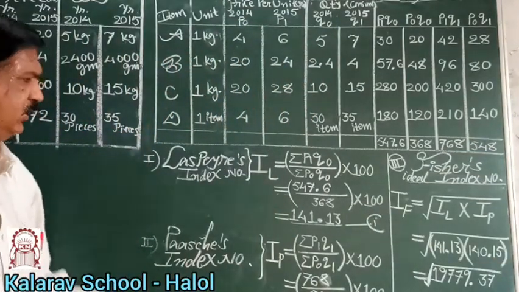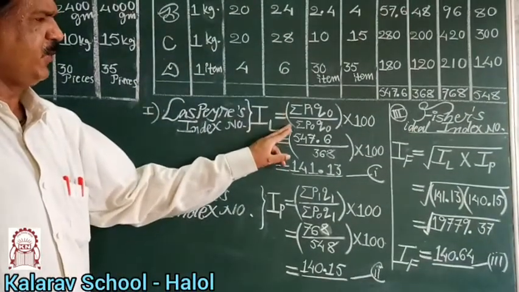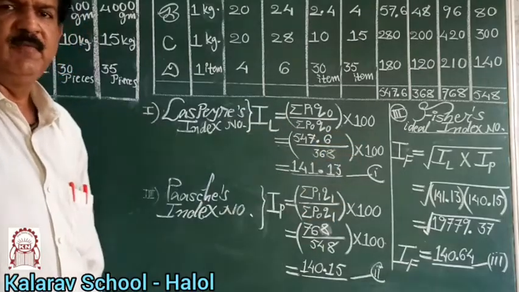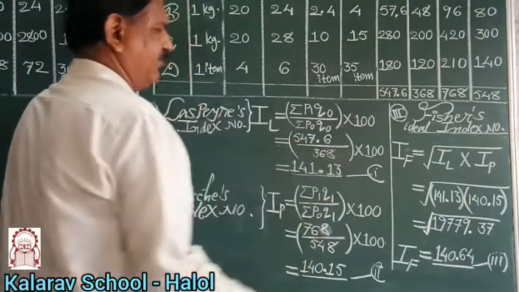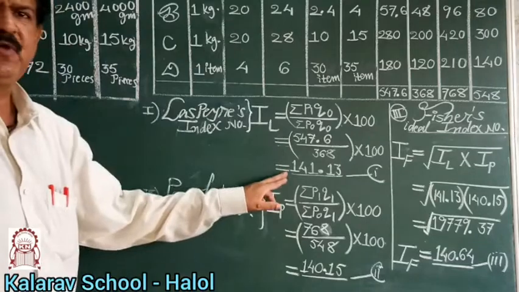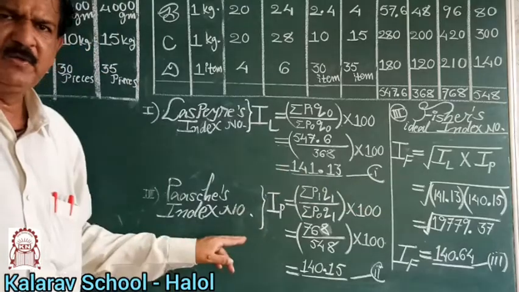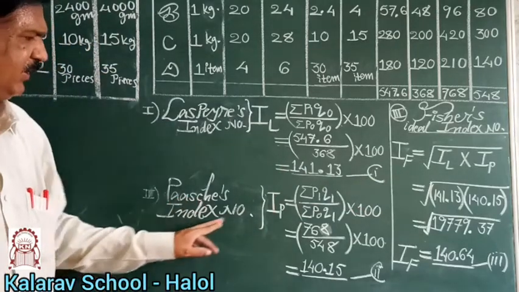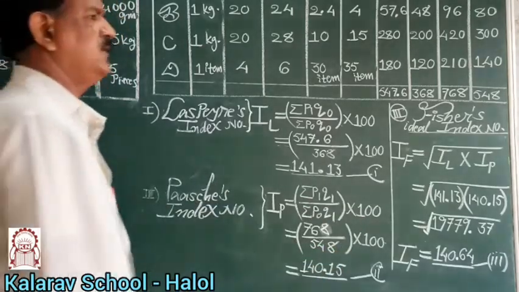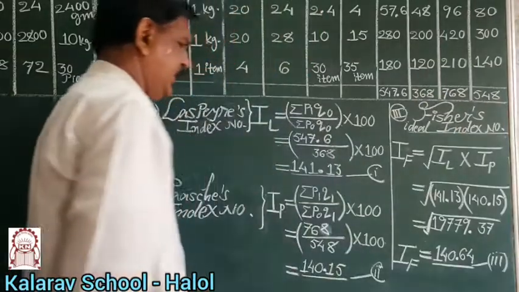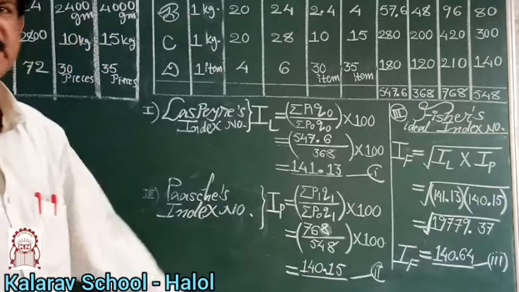We know the formula. Laspeyres index number is given by IL equals sigma P1Q0 upon sigma P0Q0 multiplied by 100. Substitute the values: 547.6 upon 368 multiplied by 100. Simplification will give you the answer 141.30. This is answer number 1. Next, Paasche's index number IP equals sigma P1Q1 upon sigma P0Q1 multiplied by 100. Then 768 upon 548 into 100. Our answer will be 140.15. This is answer number 2.